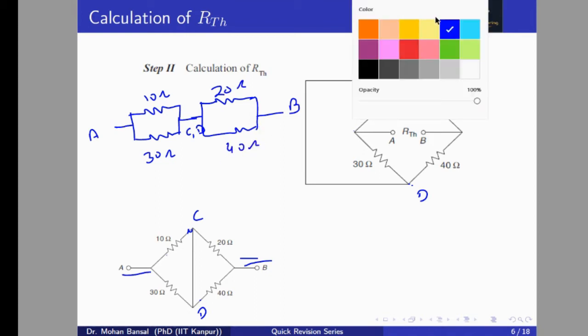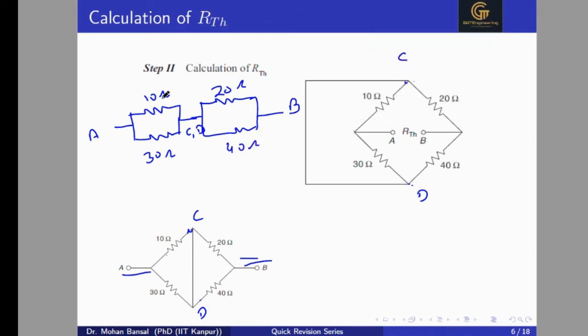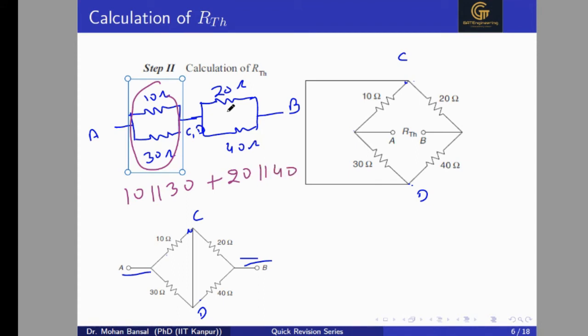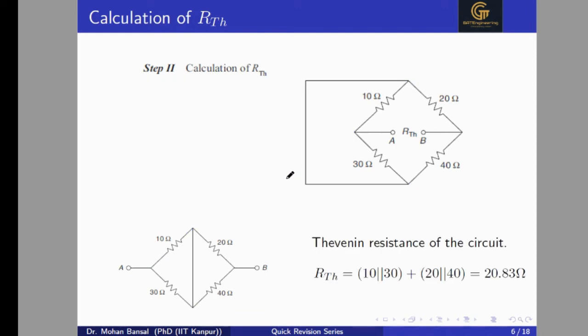So for simplification of this circuit, these two, 10 ohm and 30 ohm, are in parallel, and this is in series with 20 and 40 in parallel. 20 ohm is in parallel with the 40 ohm, 10 ohm is in parallel with 30 ohm, and the equivalent of 10 and 30 is in series with the equivalent of 20 and 40. And if we simplify it, we are getting 20.83 ohm.